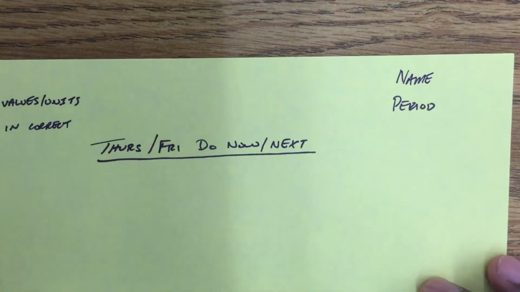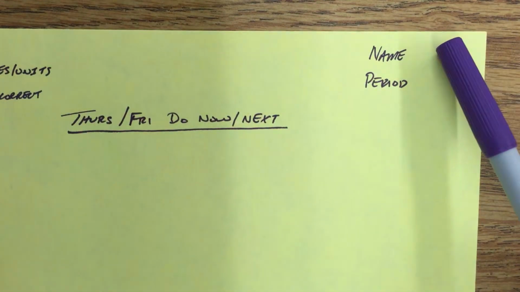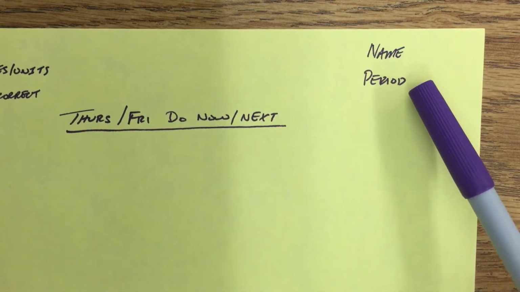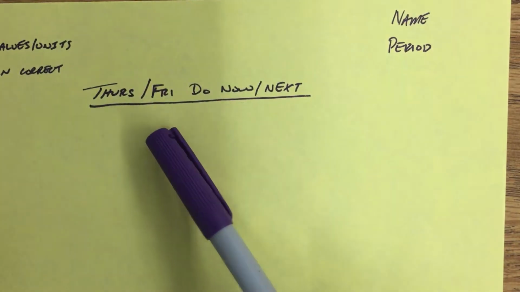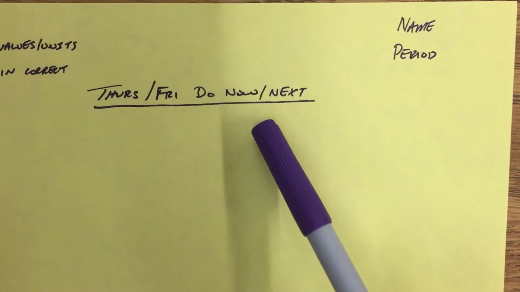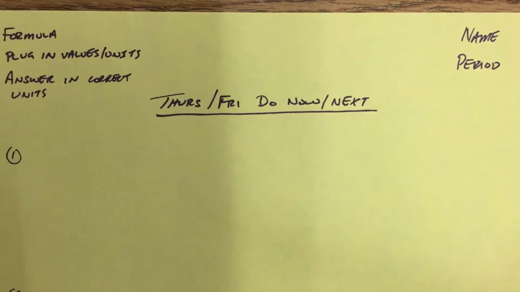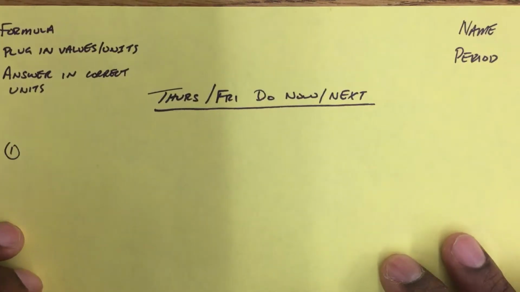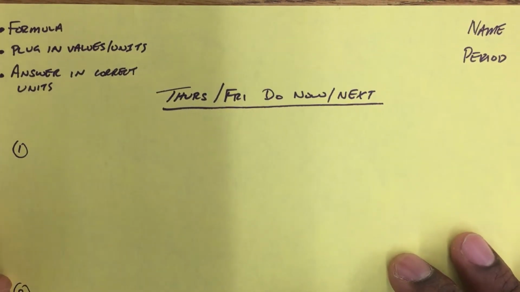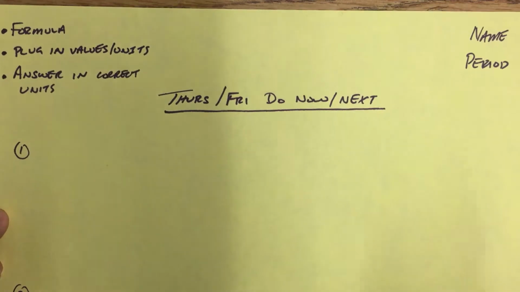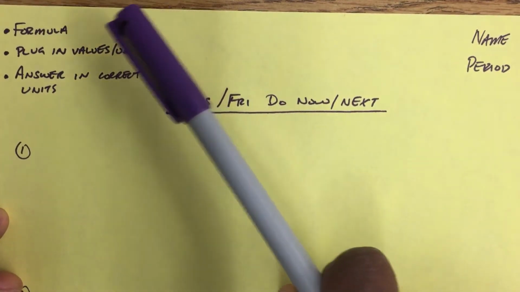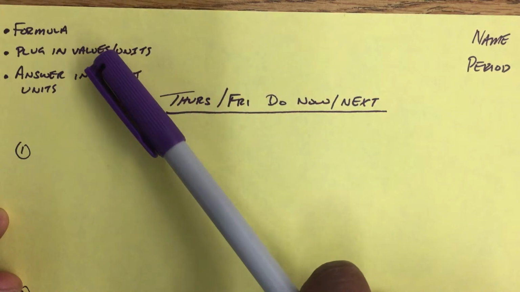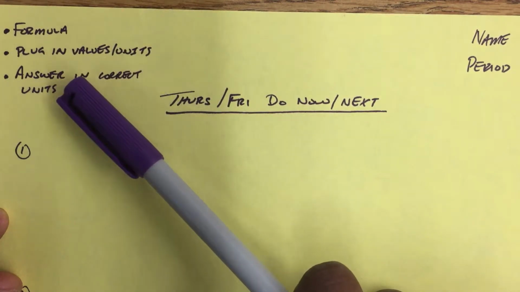Right here on the yellow piece of paper you picked up on the way in, you want to put your name, the period, put Thursday, Friday, do now / do next. Okay, and then you're actually gonna put number 1, 2, 3, and 4 on your paper. You're gonna show your work on this paper, and I'm gonna show you what I mean. All right, so on this paper right here, all you're gonna put is the formula that you use. You're gonna plug in the values with the units, and you're gonna put your answer in correct units.